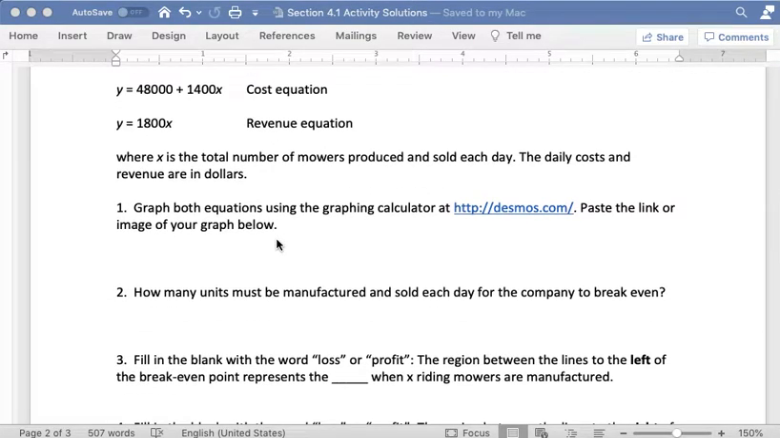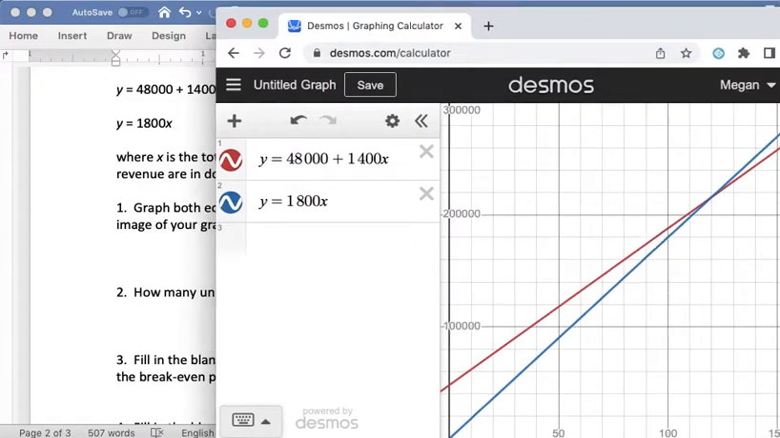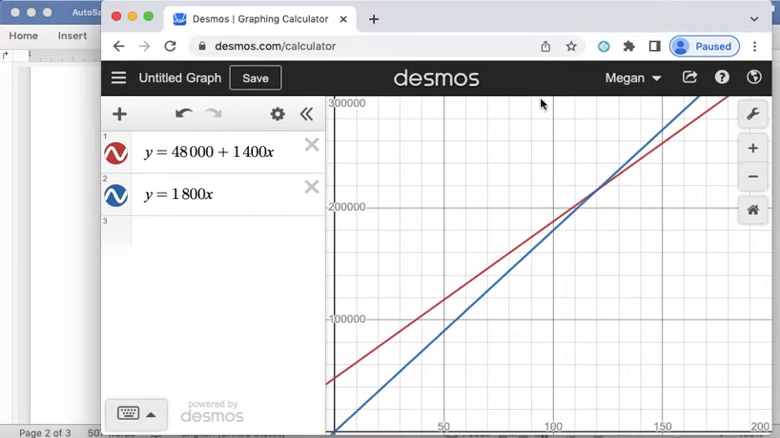So the first question asks us to graph both equations using the graphing calculator on Desmos and paste the link or image of your graph below. So I have my graph here. I've already typed my equations on the left-hand side. You can see the settings that I used for the window are x from 0 to 200 and y is from 0 to 300,000, and that allows me to see the point where the lines are crossing.